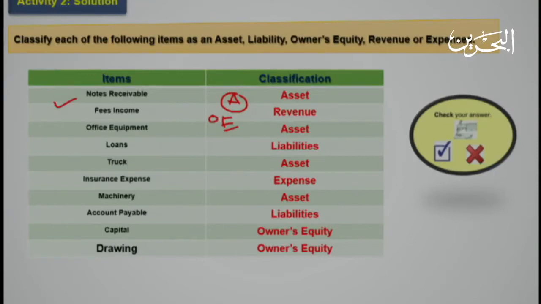Office equipment, it will be an asset. The loan will be a liability. The truck will be an asset. Insurance expense will be an expense, and as I know, it's a type of owner equity. Machinery, it's an asset. Then I have the accounts payable, and it's a liability. Then the capital, I know it will be owner equity. And finally, the drawing, it is also owner equity.